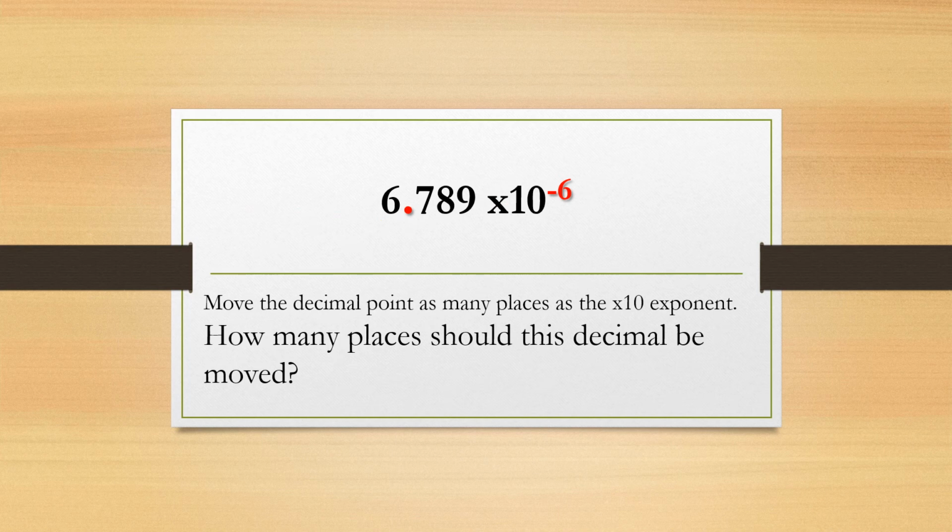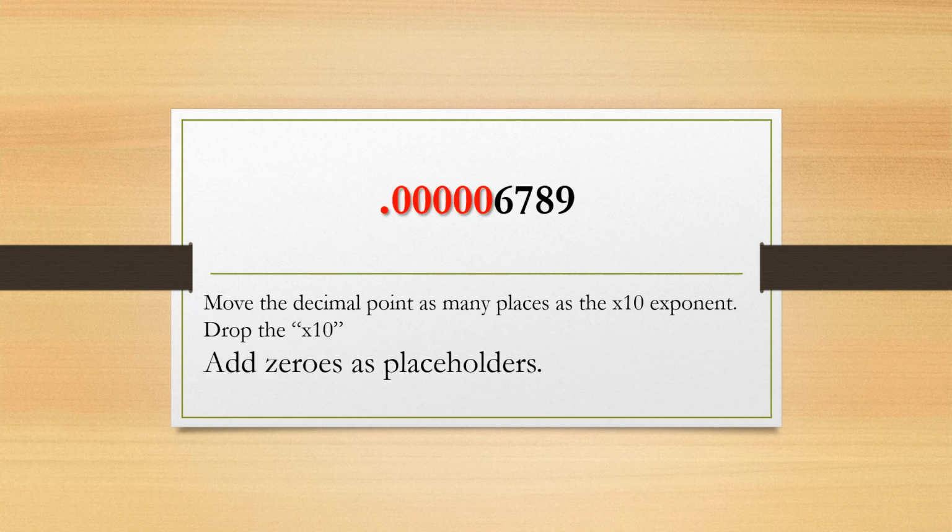So how many places should this decimal be moved? Negative 6. Negative 6, that's the exponent. So that means it's going to be moving backwards to return this 6.789 into its original smaller state of 0.000006789.